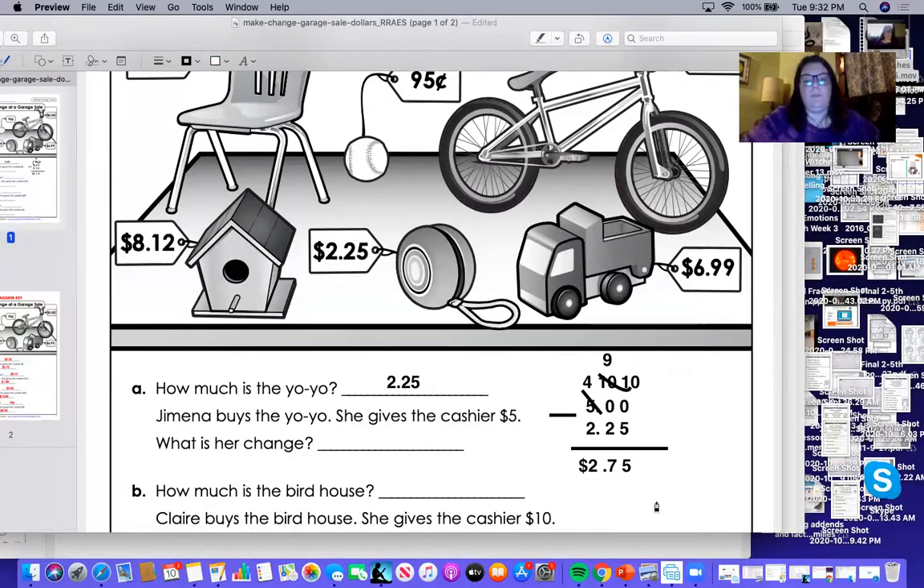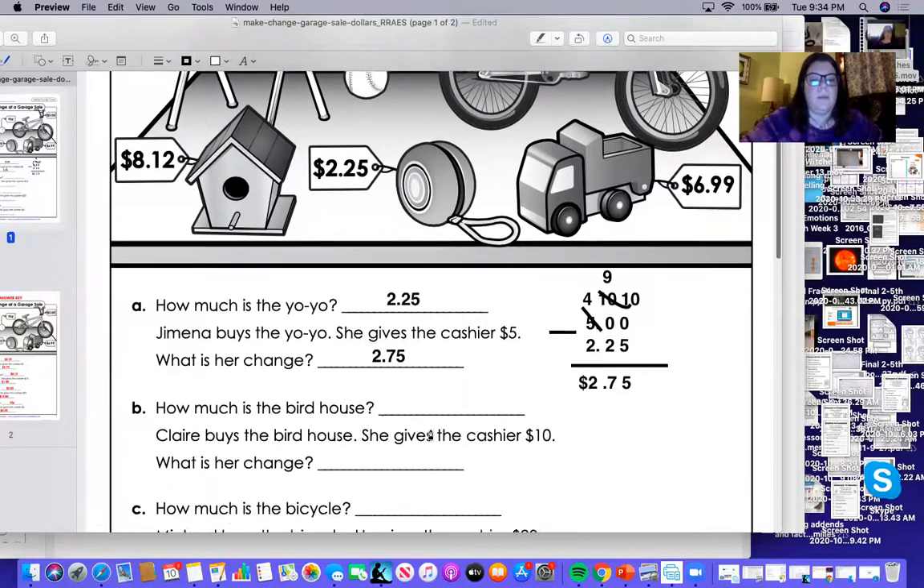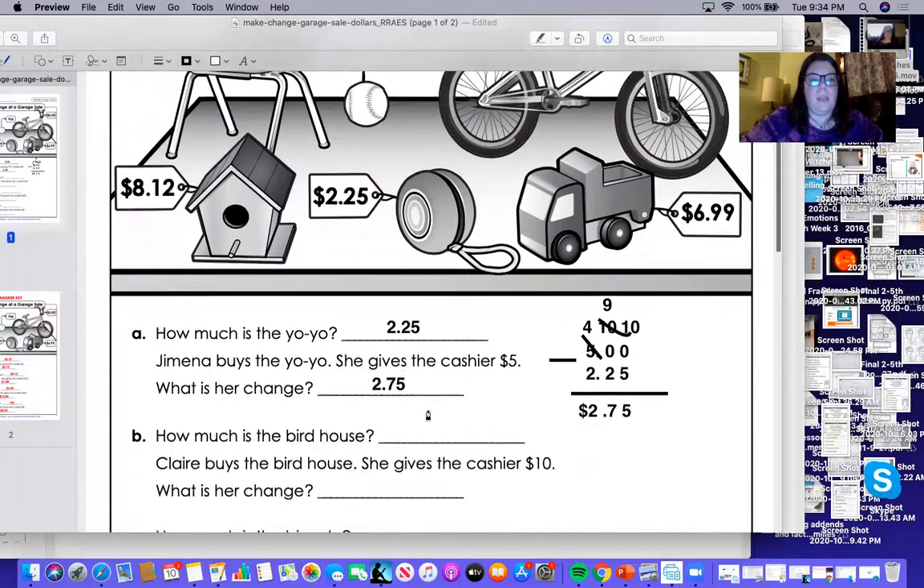So we have $2.75. And that makes sense because I know that 25 plus 75 is $1. We carry that over. 2 plus 2 is 4, plus 1 more is $5. We checked our work. Boom, we did it. So our change is $2.75.